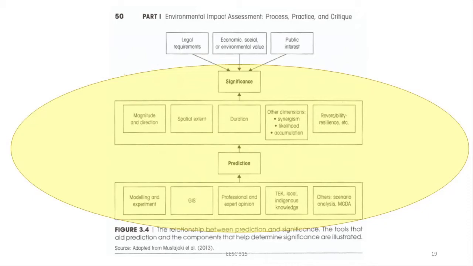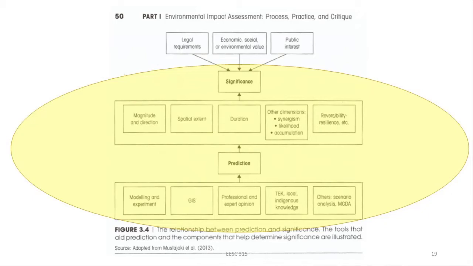And within each of those, we'll come up with a table that shows the magnitude and direction. So magnitude means how big is the effect. Direction means is it getting worse or better. Spatial extent, how wide of an area does it cover? So the duration, is it something that happens for a day, for a year, forever? Other dimensions, synergism, likelihood, and accumulation.